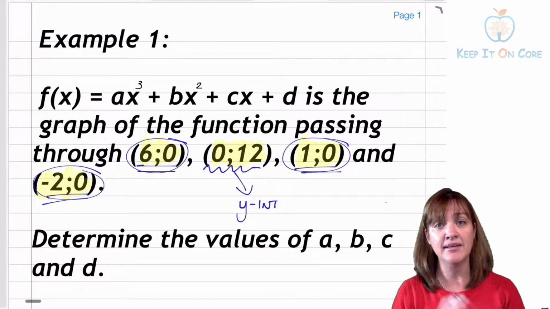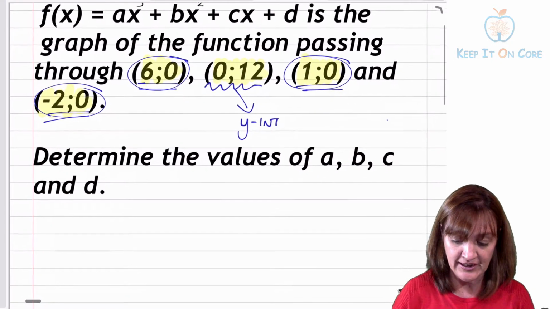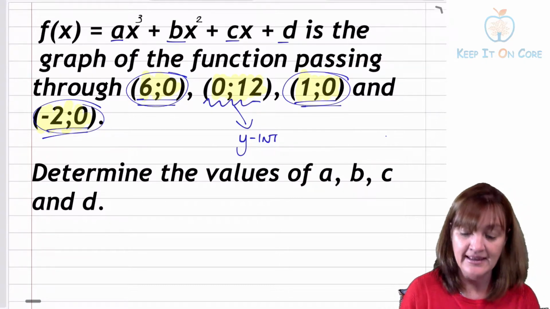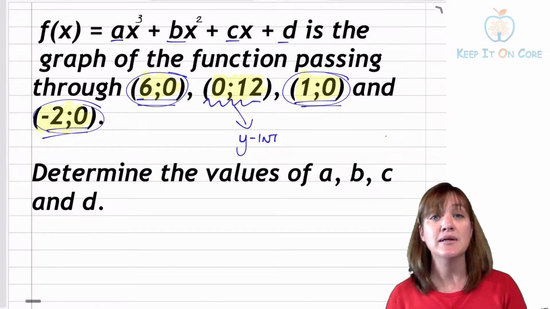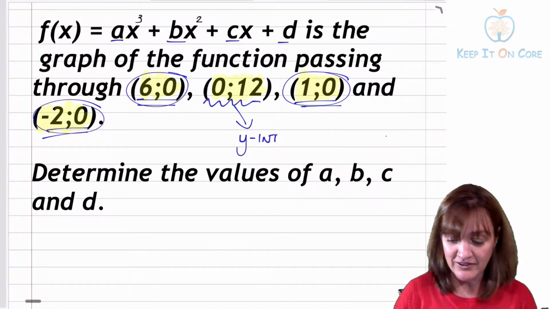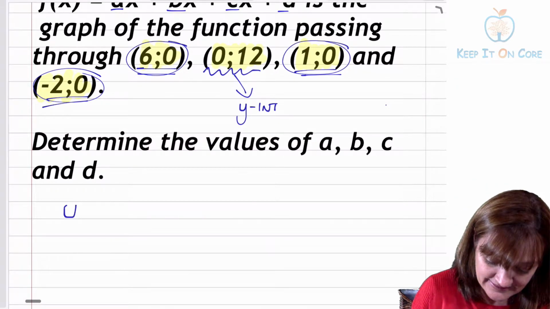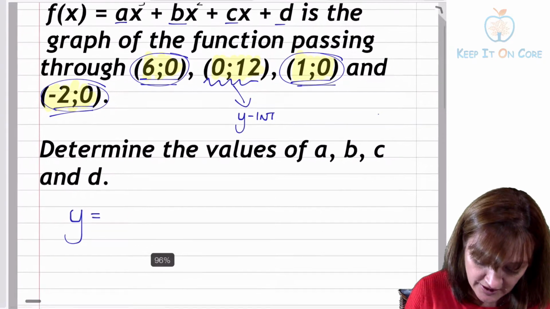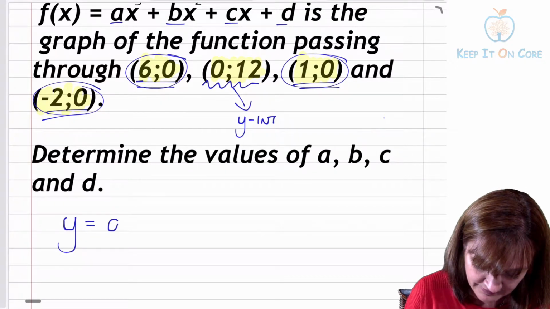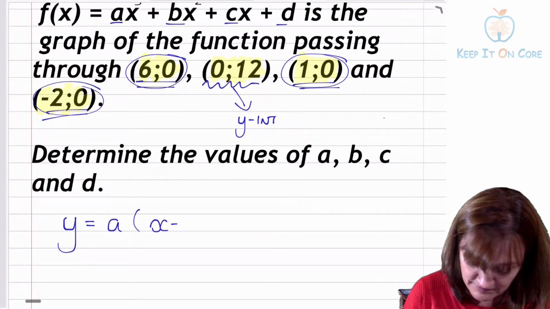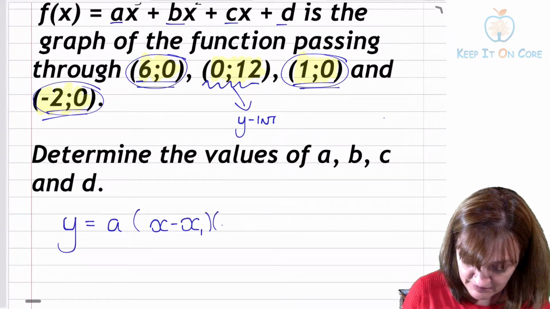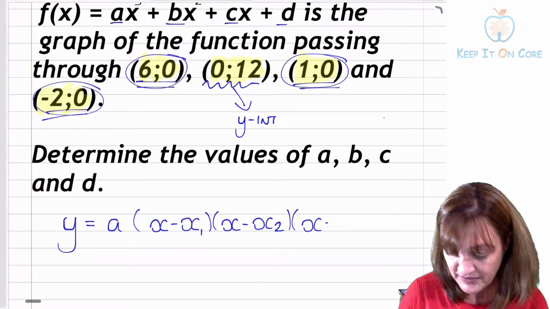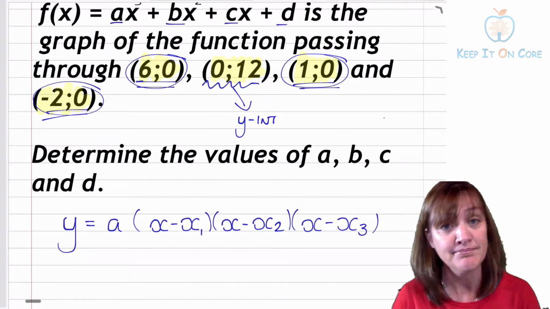Those are the ones that are going to set me on the path of working this out, okay? So we have to determine the values of the a, this a here, the b, the c, and the d, okay? Where do we start? What did we say in the previous video? We said that if you've been given three x-intercepts, your starting point is to say y equals a times (x minus x1) multiplied by (x minus x2) multiplied by (x minus x3), okay?